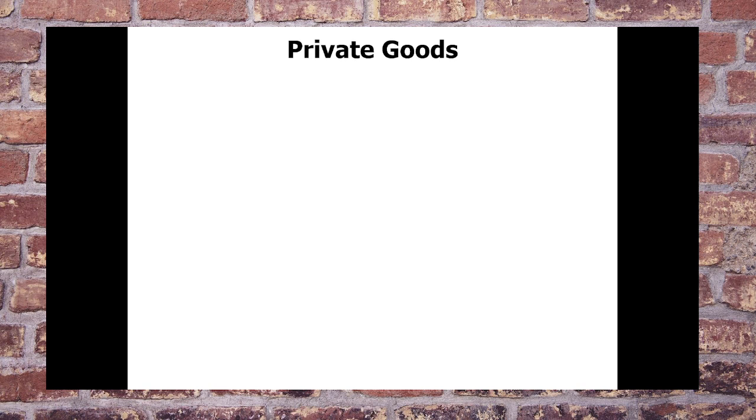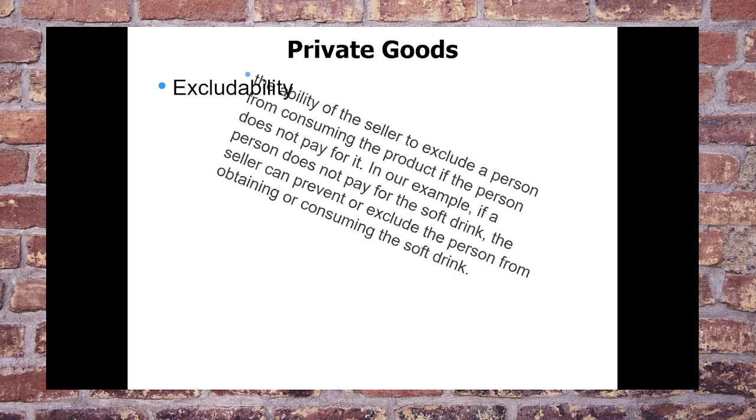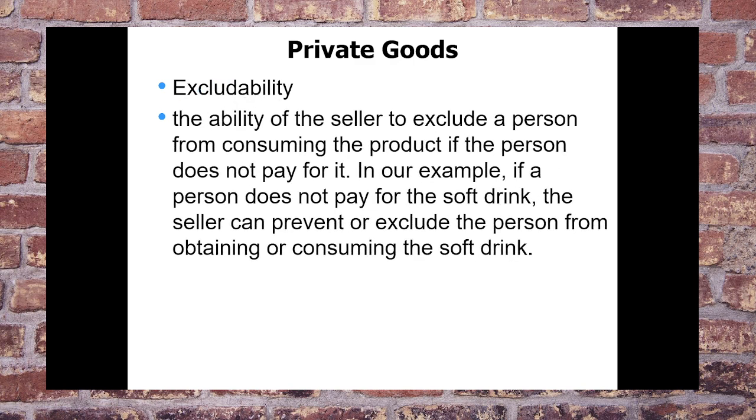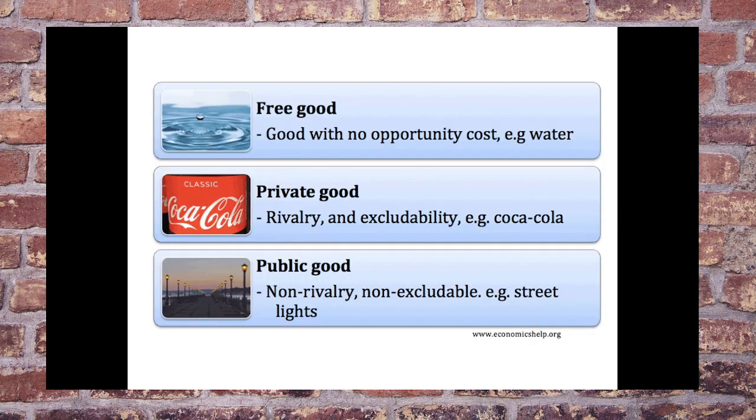It will come back. Okay, then the other characteristic, excludability. I have the ability to stop someone from consuming the product if they didn't pay for it. You want the soft drink, you have to pay for the soft drink, right? We can stop people from doing that when it's a private good. So we have the 3 types here. Free good, we're not talking about it. Private good, rivalry and excludability. And then there's the public good, which is the opposite of the private good. There's non-rivalry and there's non-excludable, right?